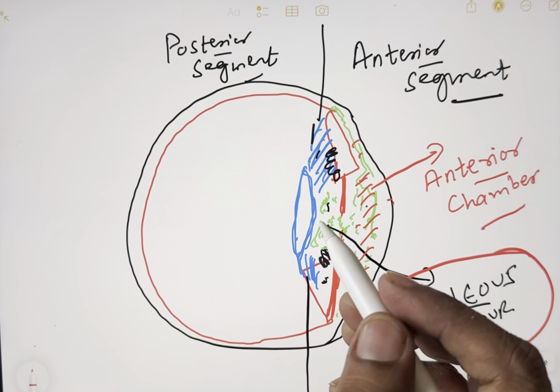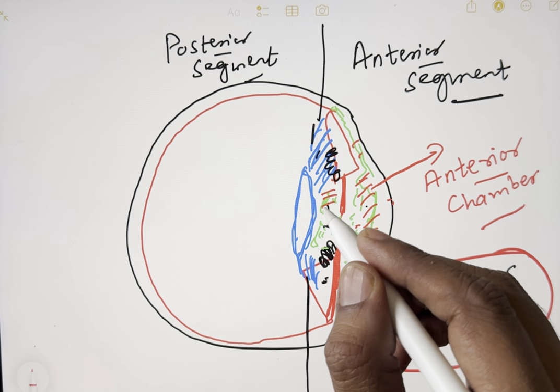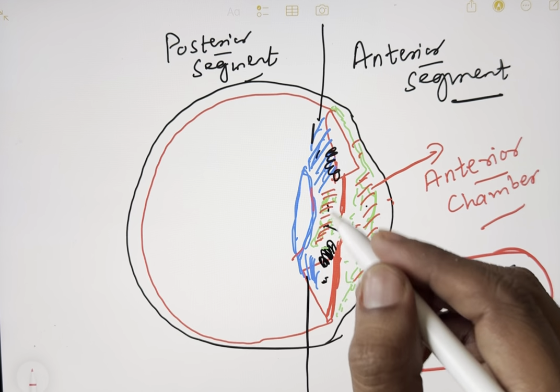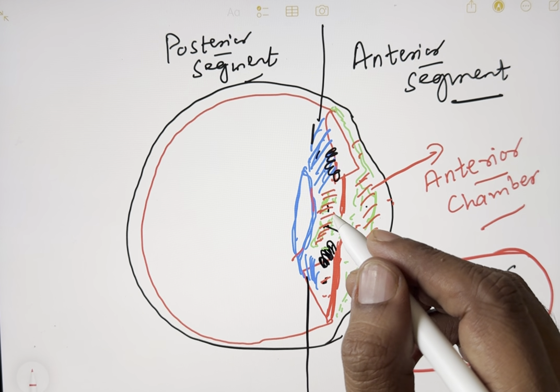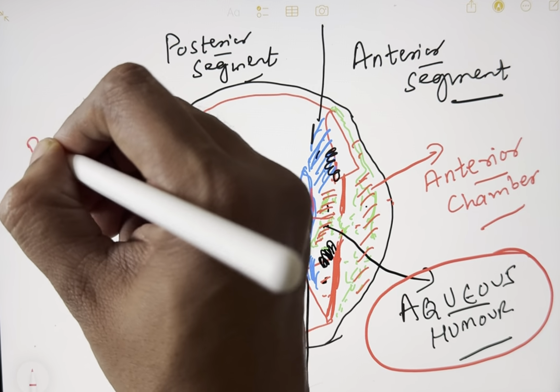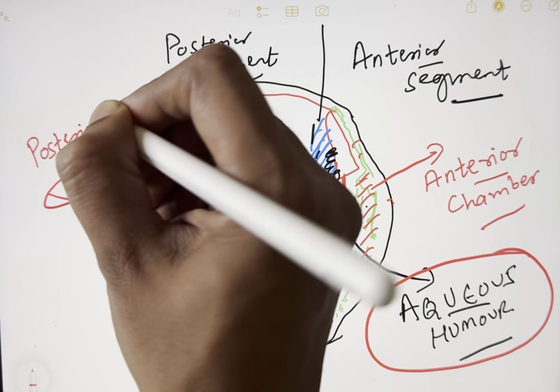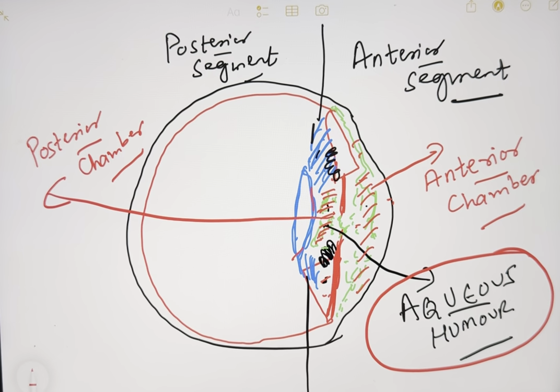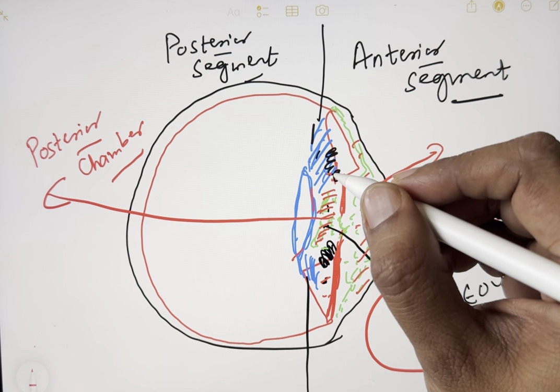Now, this chamber, again highlighted in red, is formed by the back of the iris and the anterior surface of the lens. It is called the posterior chamber of the eyeball. This is the anterior chamber, this is the posterior chamber. Both are filled by a fluid known as aqueous humour, which is secreted by the ciliary process.